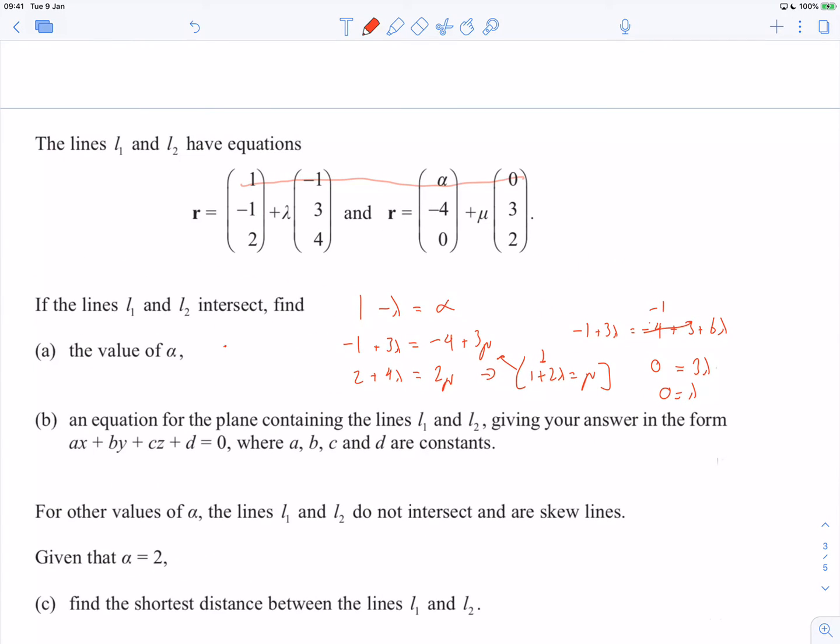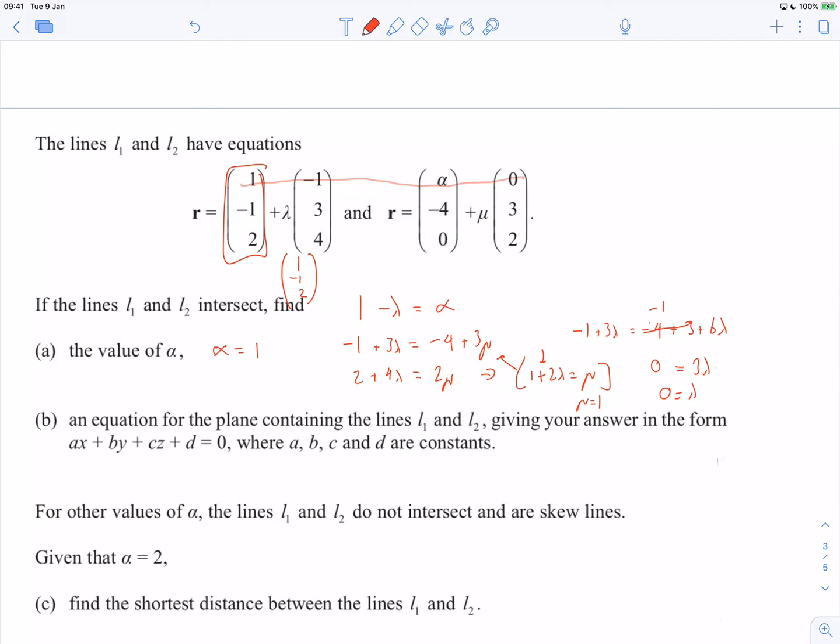If lambda is 0, then alpha is just 1. Okay, well let's see where that takes us then. If lambda is 0, then mu is 1 as well. And if mu is 1, let's just see what's happening then. Then the point of intersection should just be 1, minus 1, 2, if lambda is 0. So then we've got alpha, which is 1, minus 4, 0, plus 1 lots of 0, 3, 2. 1 plus 0 is 1, minus 4 plus 3, yeah. Nope, seems legit, it's consistent.